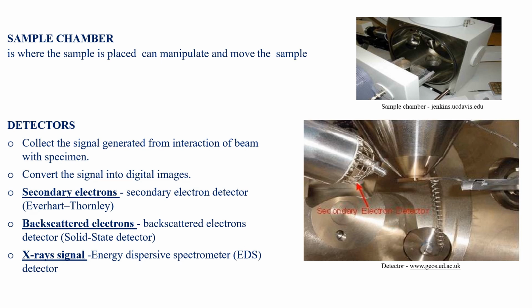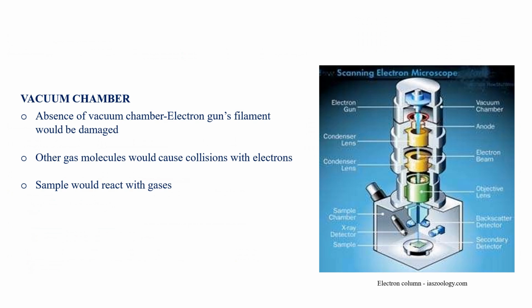The sample chamber is where the sample is placed, and it can manipulate and move the sample. Detectors pick up the signals from the sample and then turn them into an image. Because electrons can't move well in the air, we need a vacuum around the electron beam so that it stays focused. That's why we need a vacuum chamber in the equipment.